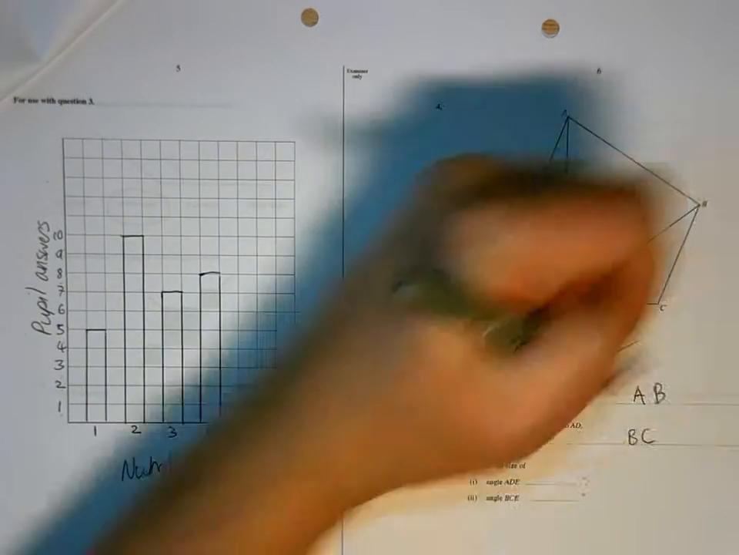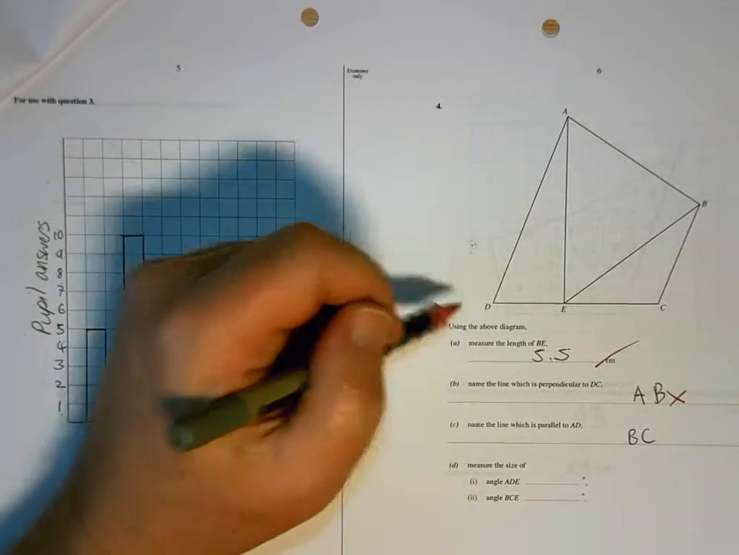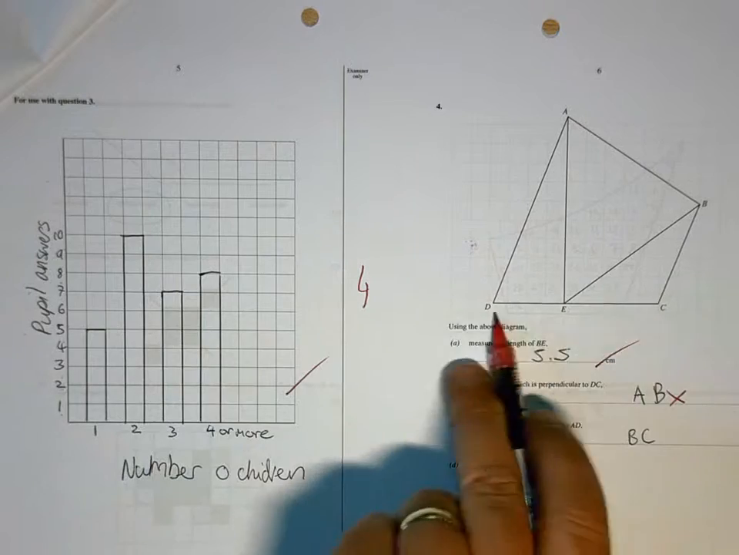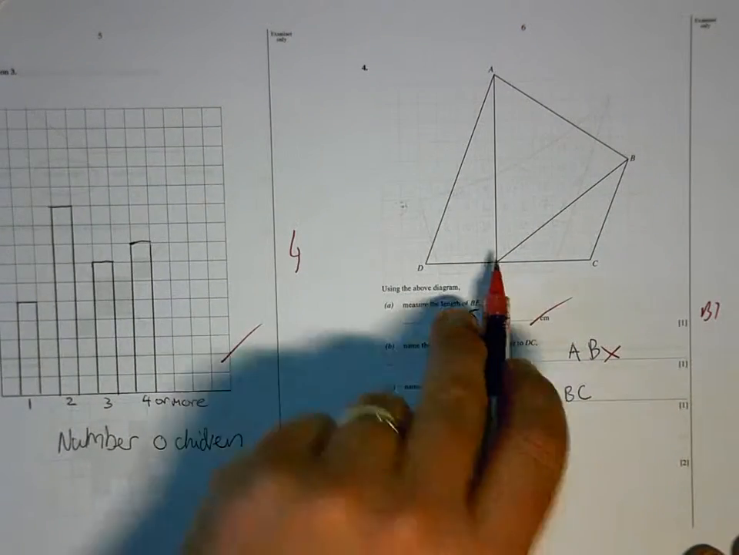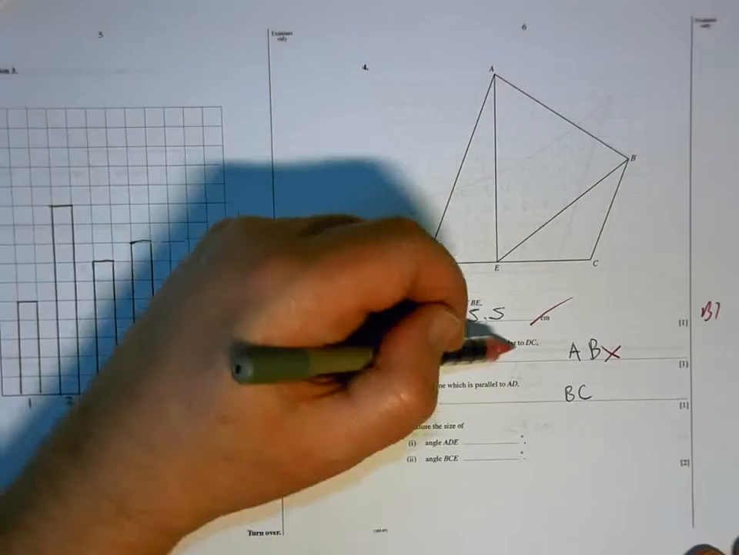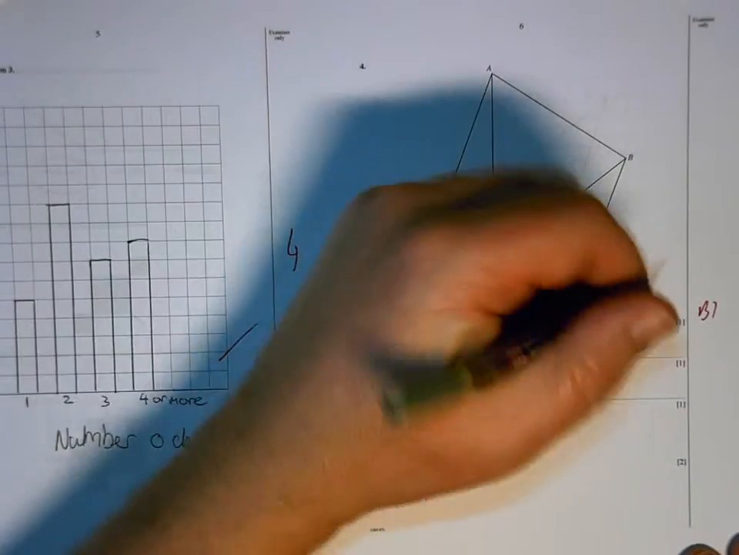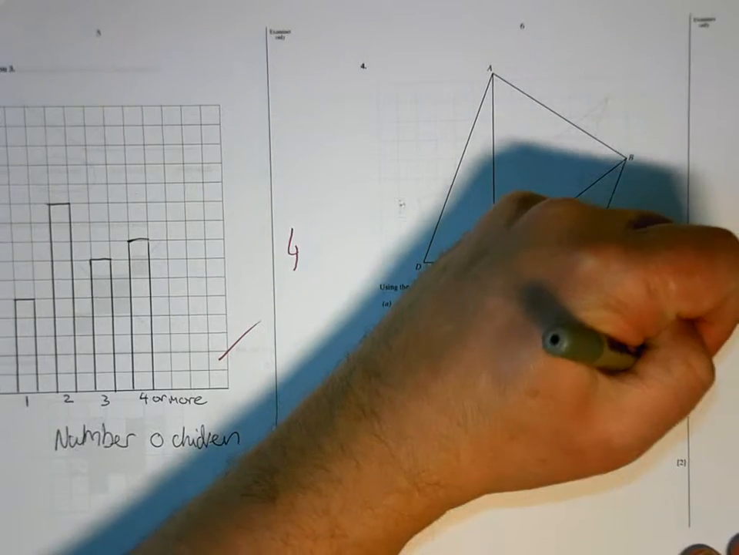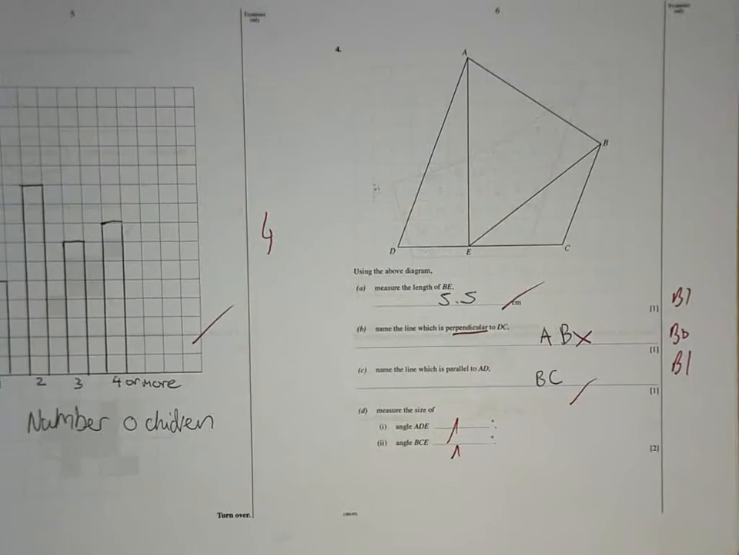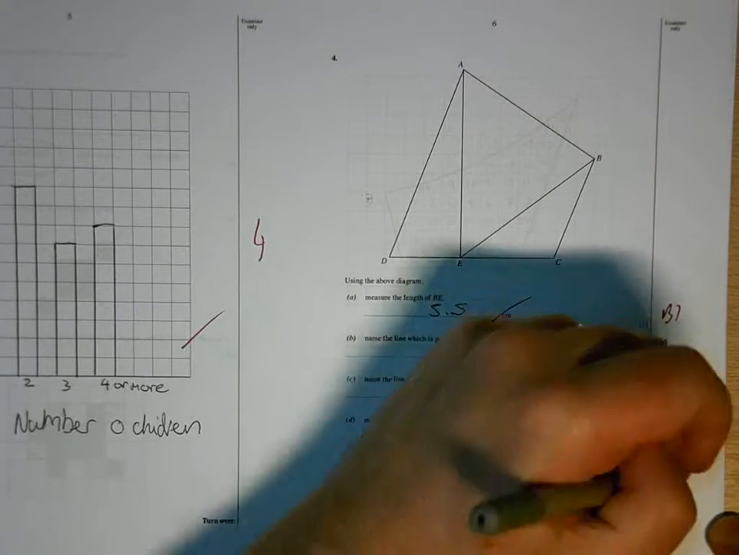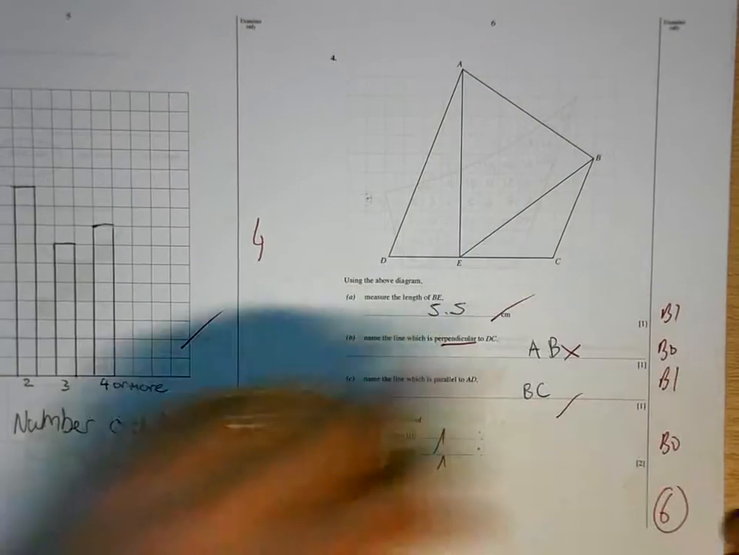That's correct. This is wrong. AB is not perpendicular to DC. Here's DC. Perpendicular means at right angles to. The line that's at right angles to that is AE. So you need to know what perpendicular means. You've got the parallel one. And you need to practice measuring angles. Watch how I do it on the video and make sure you understand, and you can do that yourself.